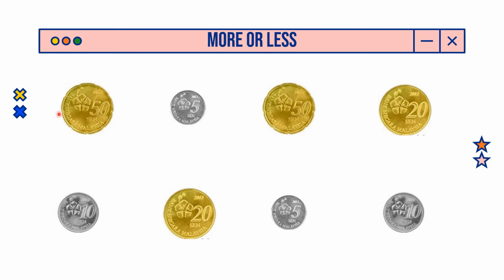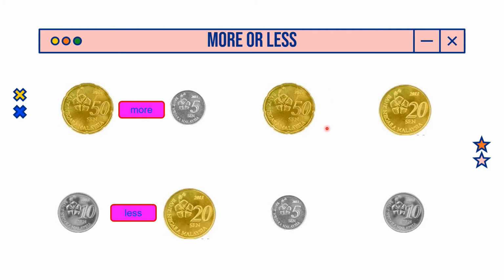The first one here we have 50 cents ataupun 50 sen. Sebelah dia kita ada 5 cents or 5 sen. Here we see that 50 cents is more than 5 cents. 50 sen semestinya lebih daripada 5 sen. The next one here we have 10 cents ataupun 10 sen and 20 cents, 20 sen. We know that 10 cents is less than 20 cents. 10 kurang dari 20.